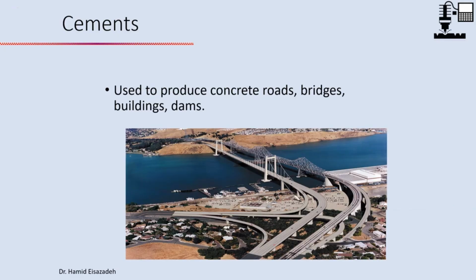It is also well known that we use cement to produce concrete roads, bridges, and buildings. So cement is another type of ceramic material.